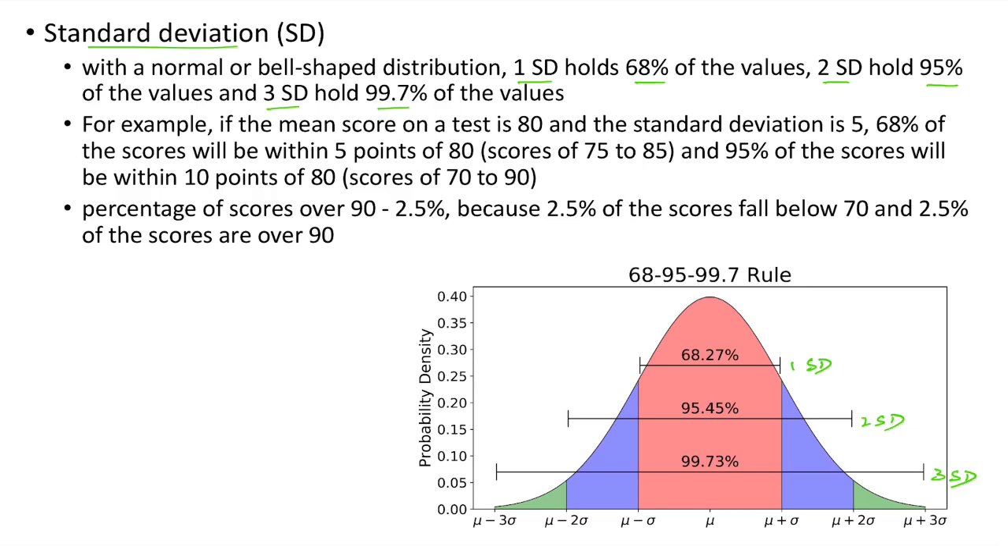For example, if the mean score on a test is 80 and the standard deviation is 5, 68% of the scores will be within 5 points of 80, that is between 75 to 85, and 95% of the scores will be within 10 points of 80, that is between 70 to 90. Also, the percentage of scores over 90 will be 2.5%, because 2.5% of the scores fall below 70 and 2.5% of the scores fall over 90.